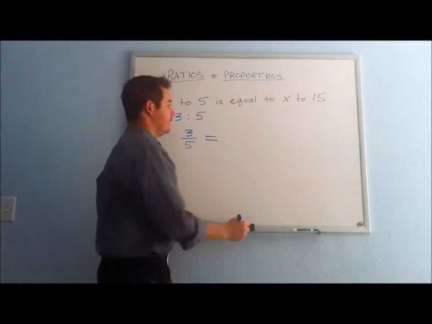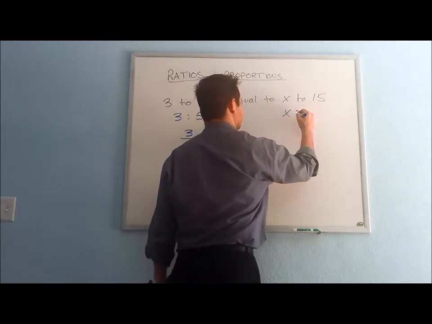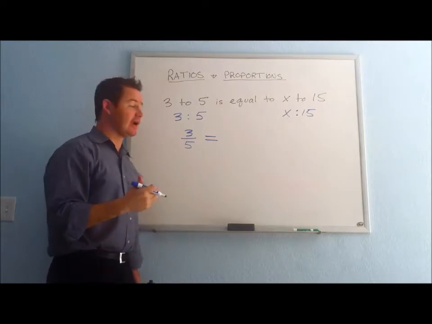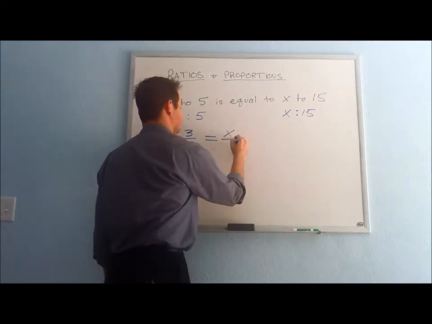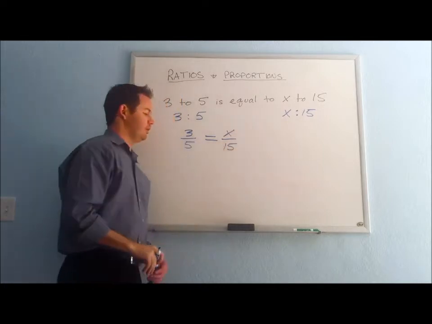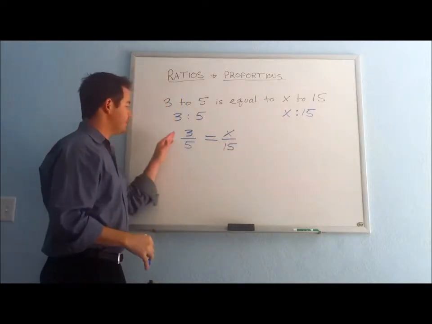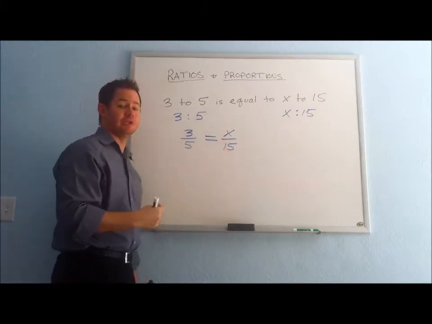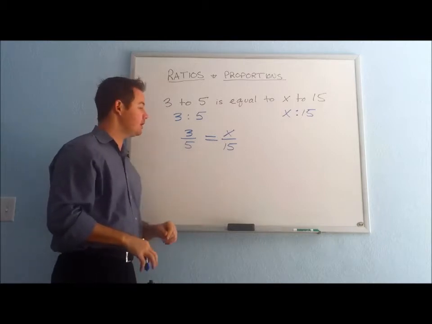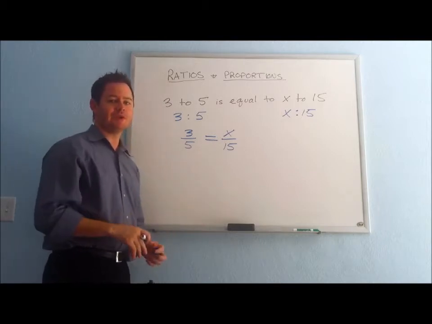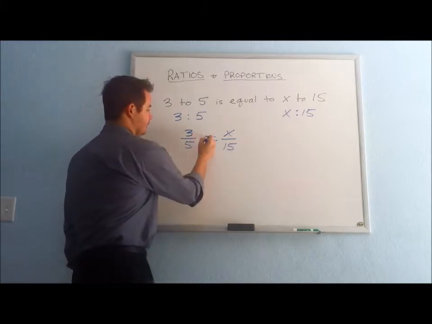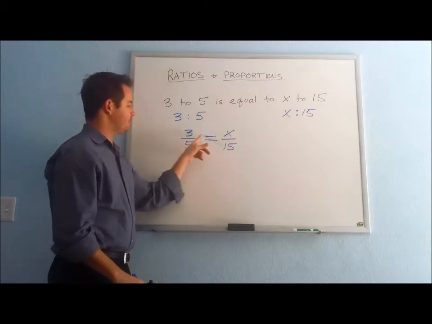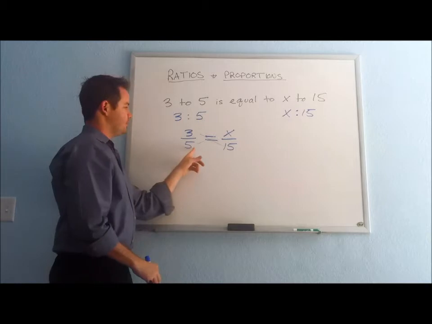And again, you can also write that x to 15 as x colon 15. But for our purposes, we want to write that as a fraction so that we can do some math with these numbers. So now we have this ratio 3 to 5 is equal to x to 15. Once we have our proportion set up, we're going to cross multiply. What that means is that we're going to multiply across the equal sign. So we're going to do 3 times 15, and we're going to do 5 times x.